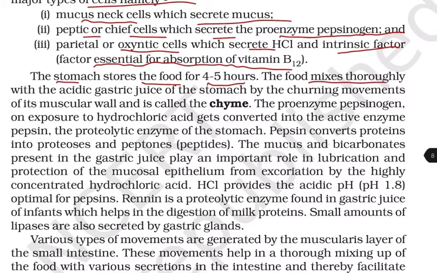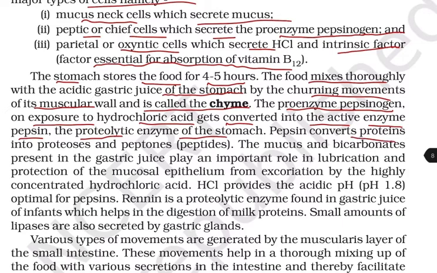The food mixes thoroughly with the acidic gastric juice of the stomach by the churning movement of its muscular wall and is called chyme. The proenzyme pepsinogen, on exposure to hydrochloric acid, gets converted into an active enzyme pepsin, the proteolytic enzyme of the stomach. Pepsin converts proteins into proteoses and peptones, that is peptides.